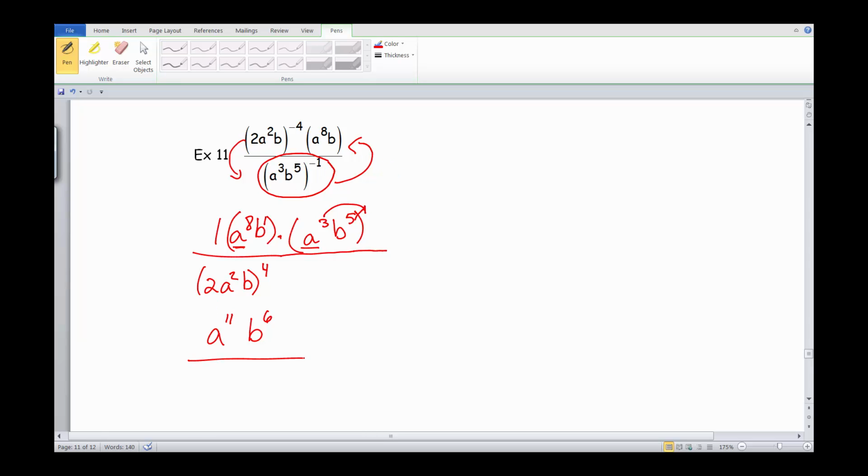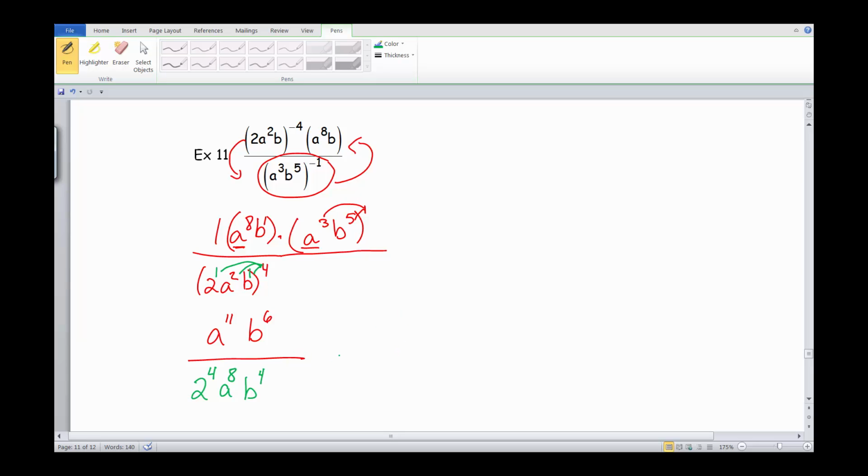On the bottom, we still have our 2a squared b, all of that raised to the 4th power. And we have powers raised to powers. We are going to distribute that 4 to all of the items and multiply those exponents. So we have 2 raised to the 1 times 4. That gives us 4. A squared, so the power 2 times 4. That's going to give us a to the 8th. Again, multiplying those powers. B, power to power, multiplying. So we get b to the 4th.